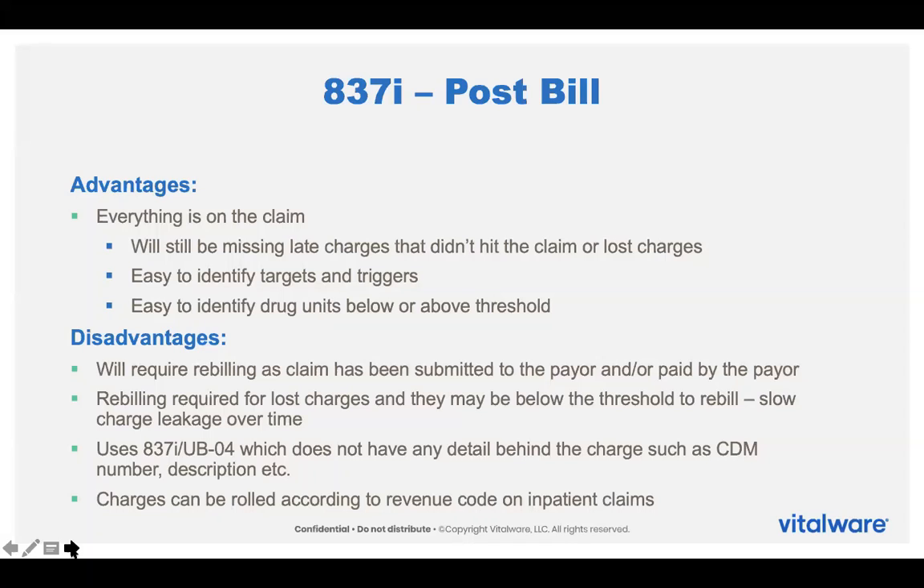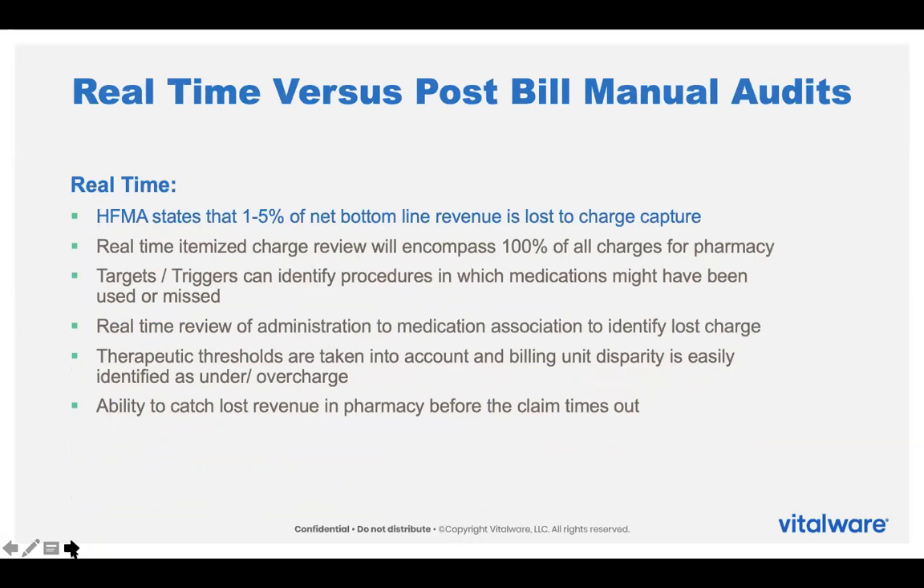The UB04 or 837 doesn't have any detail behind the charge. So it's just CDM number, description. It's just a HCPCS code and a revenue code and a price and a unit. And charges can be rolled according to the revenue code on inpatient claims. So all drugs are going to one revenue code, 636, with the total price. It doesn't really matter what the units are because it's going to be paid on DRG.